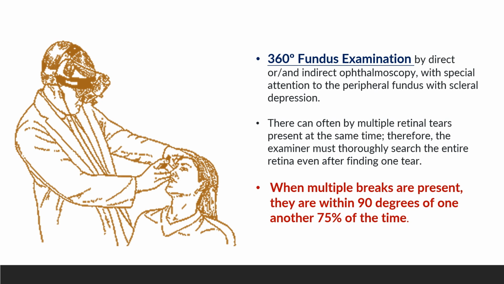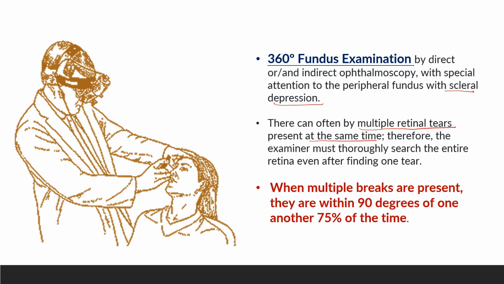Okay, now the question is, how do you basically identify these breaks? These breaks are usually located in the peripheral area, right? So a 360 degrees fundus examination using an indirect ophthalmoscopy is really important, and special attention should be given to the use of scleral depression or indentation. Okay, so when you do scleral depression or indentation, you will be actually able to see far off in the periphery as well. And often you should know that these breaks are not so isolated. Many a times you will find multiple retinal breaks present at the same time, and therefore the examiner must thoroughly examine 360 degrees of the fundus in order to locate all the breaks.